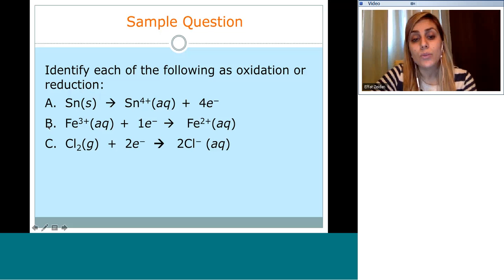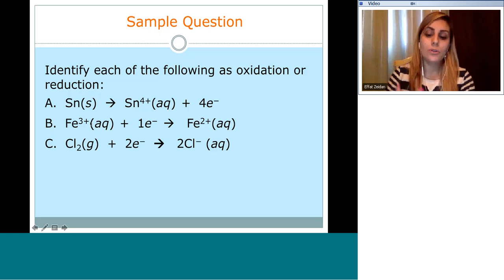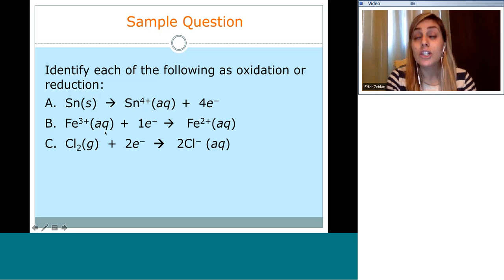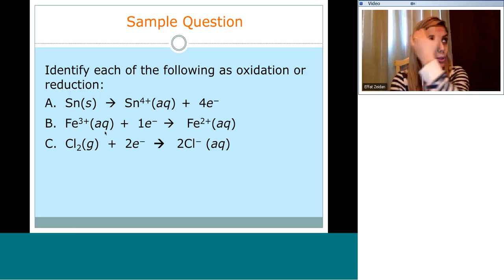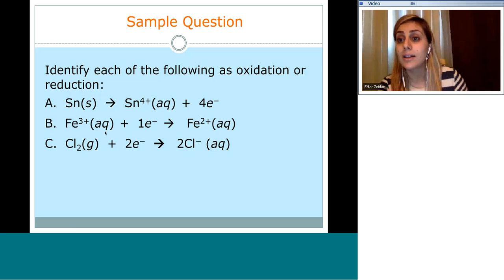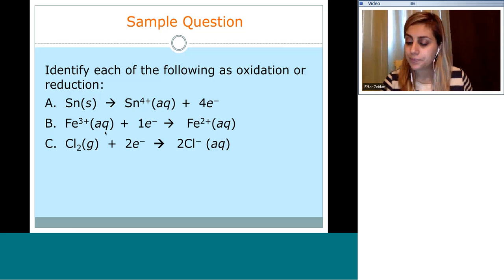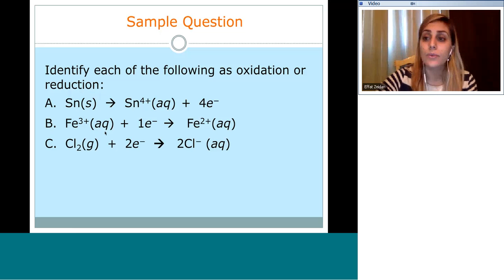Fe3+ plus 1 electron giving us Fe2+. So this ion is originally an ionic compound. It's an ion, it's a cation, which has lost 3 electrons. Now, if it gains 1 electron, it will have a 2 plus charge, right? 3 plus minus 1, it will have a 2 plus charge. So the process of gaining electrons is called reduction.